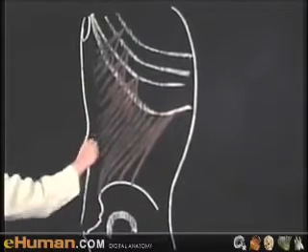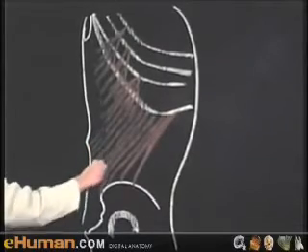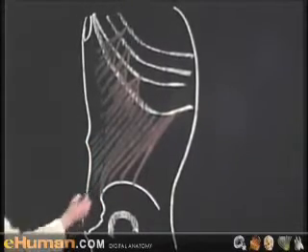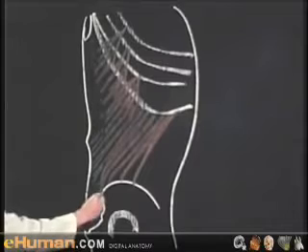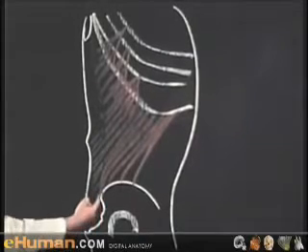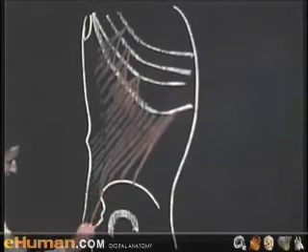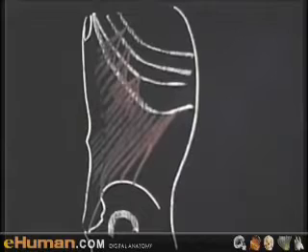And the fibers of the aponeurosis extend downwards and forwards until we get to the anterior superior iliac spine. And here the lower edge is rolled and thickened and extends from the anterior superior iliac spine down as far as the pubic tubercle. And this forms the inguinal ligament.